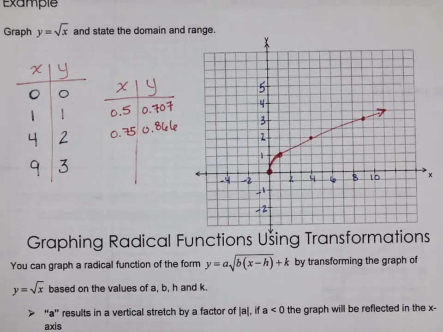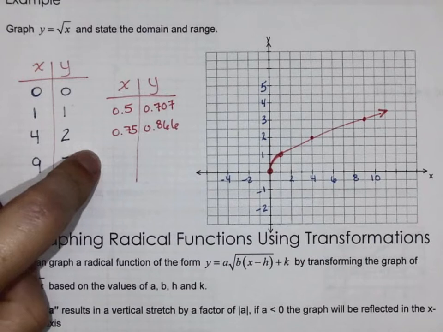Okay, so there's your basic radical graph. All transformations are going to be done off this graph.